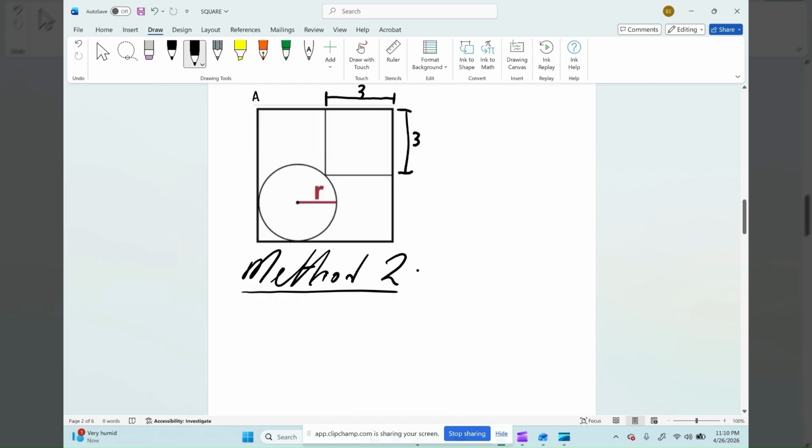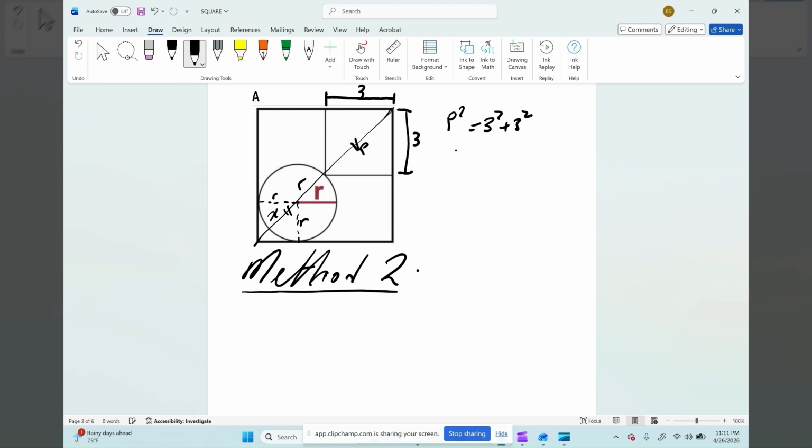Method number 2, we're going to do the same thing. We have the same line. This is X, and this has to be R. This is R, and this is R. Now, because this is a square, this length is equal to this length. So we can say this total length here is equal to P. Therefore, using this square, we know that P squared is equal to 3 squared plus 3 squared.